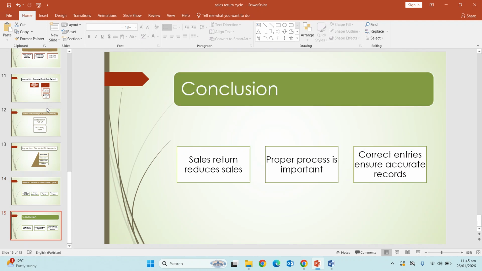To conclude, the sales return cycle is an important part of the revenue cycle. It helps the company record return goods correctly, reduces sales properly, and maintain accurate financial records. A strong sales return system improves reliability of financial statements.